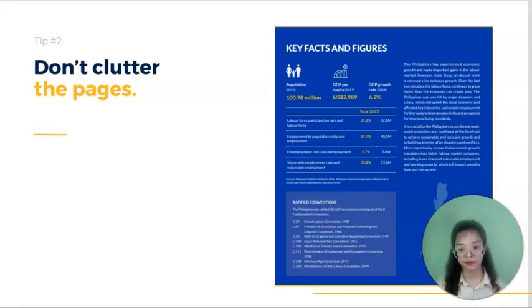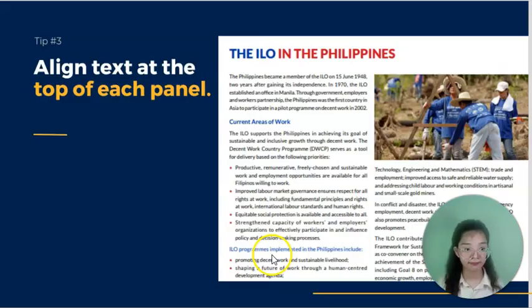And of course, aside from that, do not use too many illustrations, as this can distract the reader. So remember that we use visuals to enhance the text. Tip number 3, align the text at the top of each panel. By doing so, it helps our presentation to be easily understandable, and it is well structured for our audience.